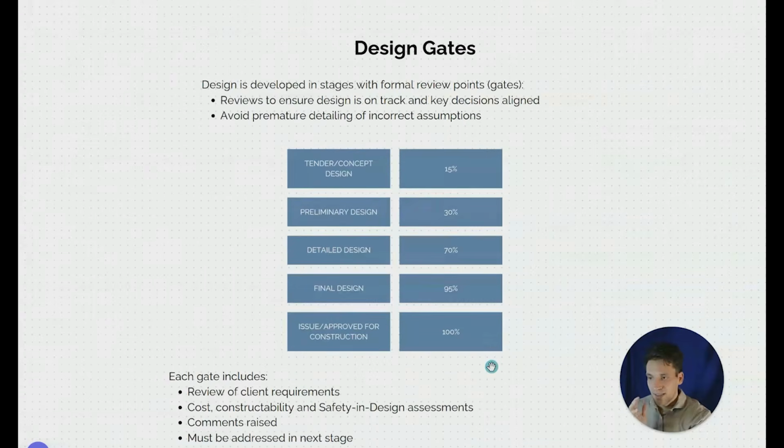Okay, so at each of these design gates, there's a review of the client requirements to ensure that what we've designed so far, up to 15%, up to 30%, does comply with the client requirements. There'll be a cost and constructability review, so we review that what we're proposing to design still aligns with our budget. There'll be some sort of safety and design assessment to ensure that what we're building is going to be safe to build, maintain, and operate. There'll be comments raised from stakeholders. They'll question certain decisions, they'll question compliance, or they won't like things about the design and want them changed. Then these set of comments need to be closed out as we progress through the design.